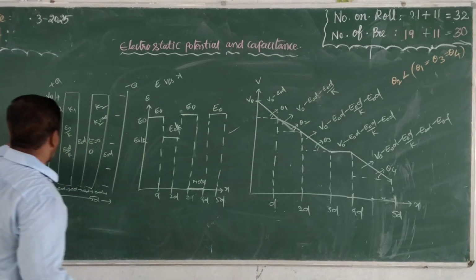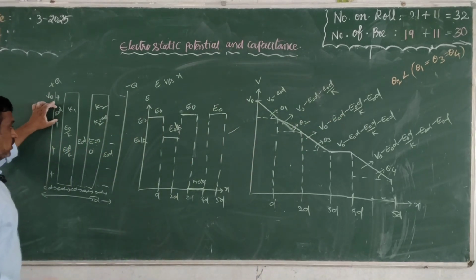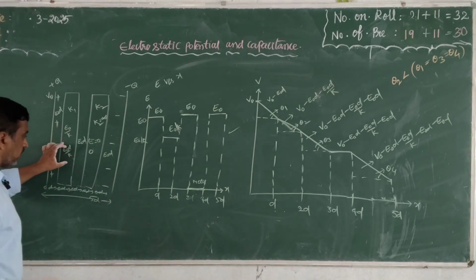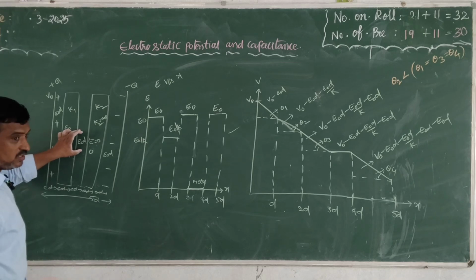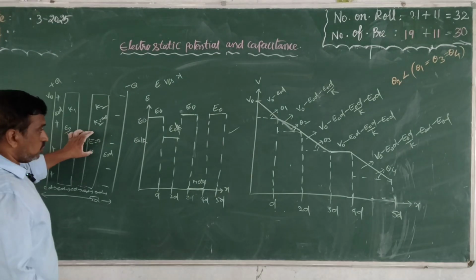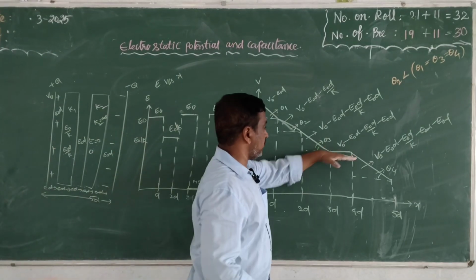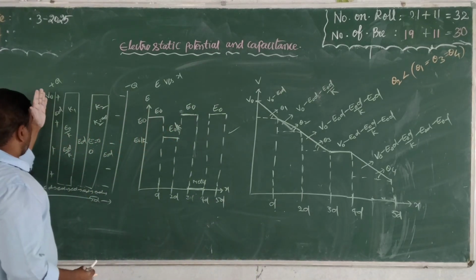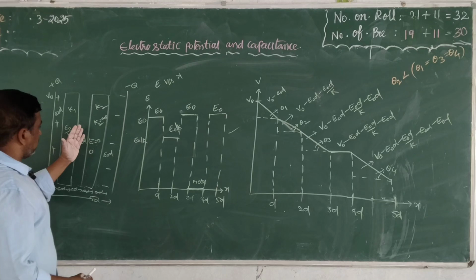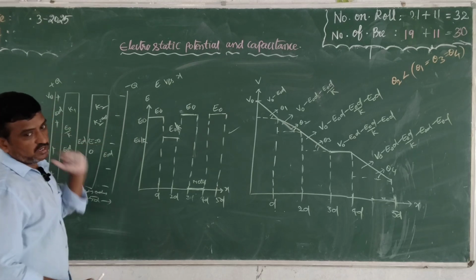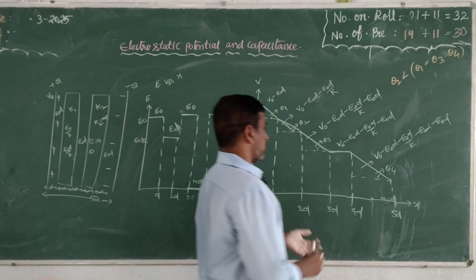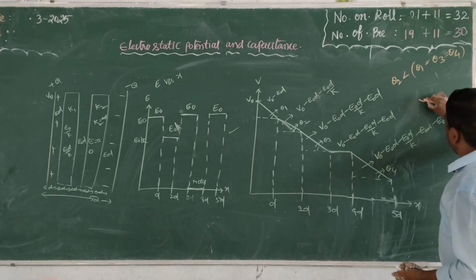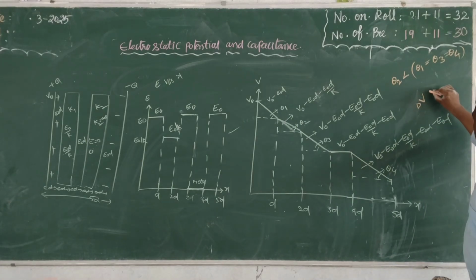Why? Because here the change in potential is E naught D. Here the change in potential is E naught D by K. Here the change in potential is E naught D again. Here it is 0. So that's why here it remains constant. Here see E naught D. So this one minus this, minus this, we can get the potential. This is the change in potential, or the potential versus X graph.